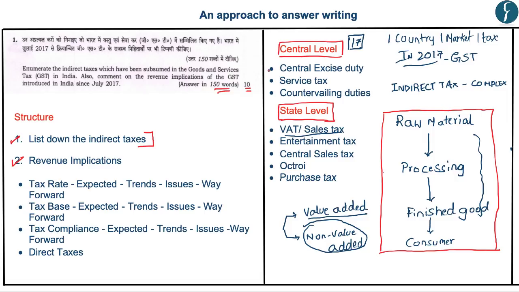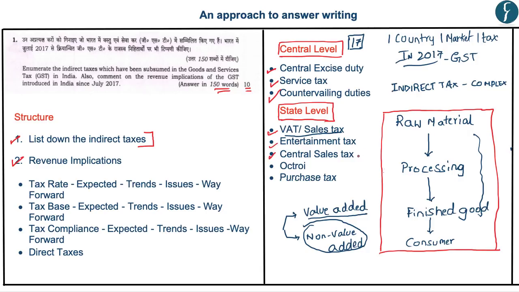However, it suffices to list down the major taxes like central excise duty that is levied on the manufacturing of goods, the service tax that is levied on delivery of services, the countervailing duties that are additional export taxes, the sales tax or the value added tax at state level, which is levied on sale of goods within the boundary of the state, entertainment tax, central sales tax.